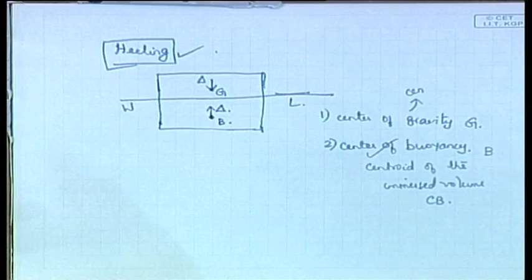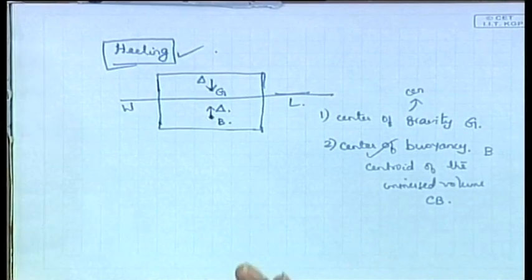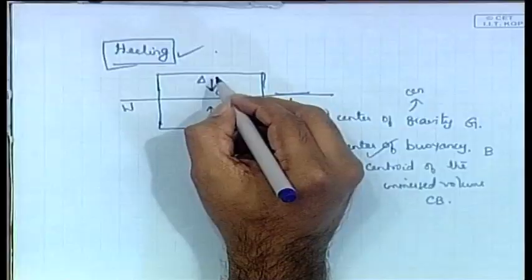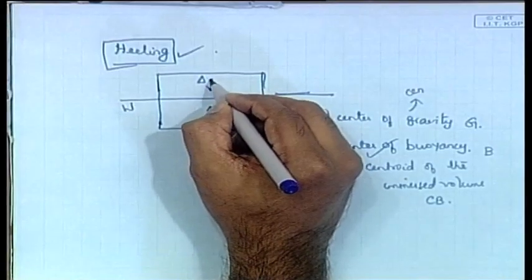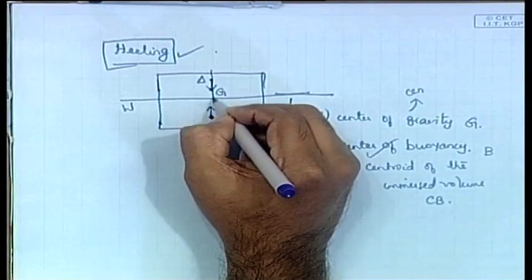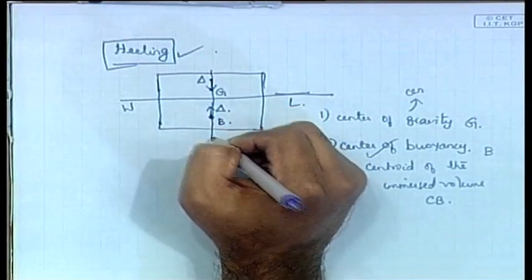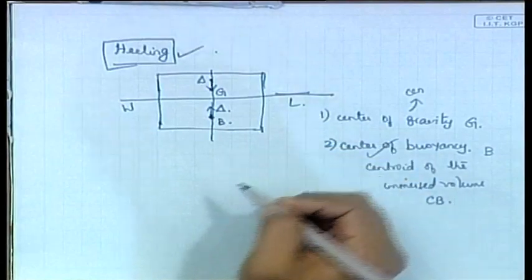So, at G delta is acting down, at B delta is acting up. The same weight is acting up and down, it is in balance and it is staying in equilibrium. And being in equilibrium implies one more thing: G and B will be in one straight line. Let us see what will happen otherwise.